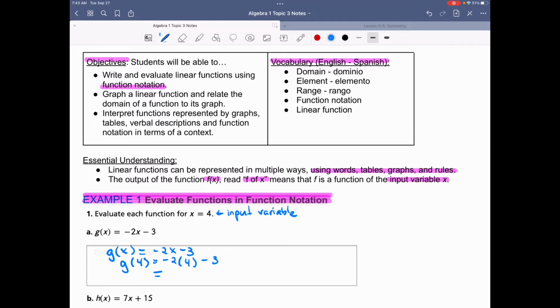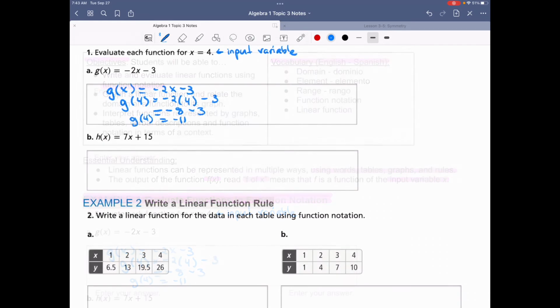Minus 2 times 4 is minus 8. And minus 3, copy that down. Minus 8 and minus 3 equals minus 11. Now we have g of 4 equals minus 11.